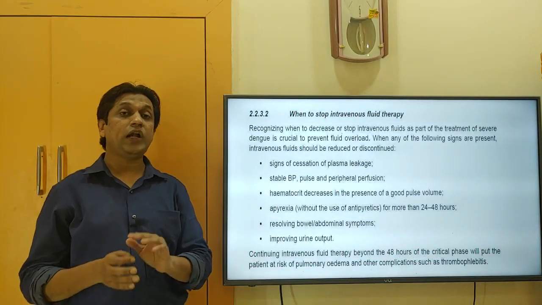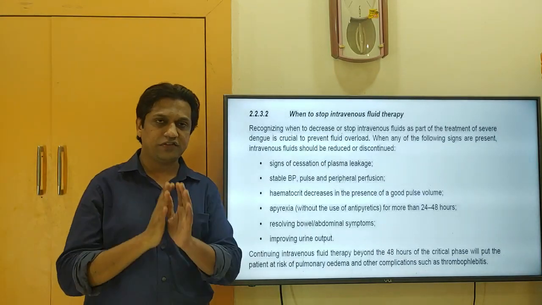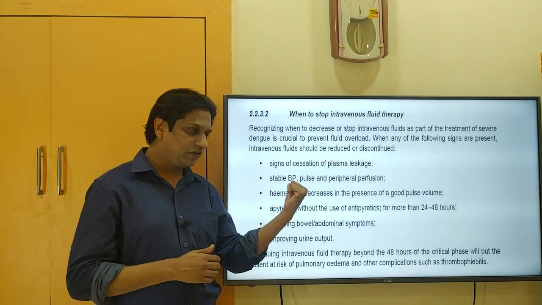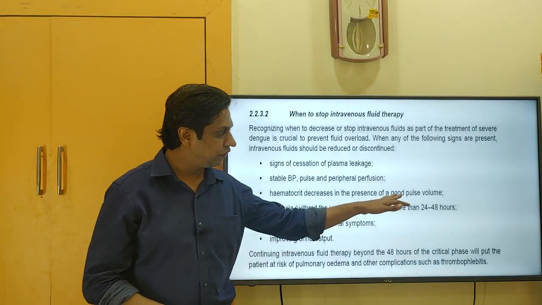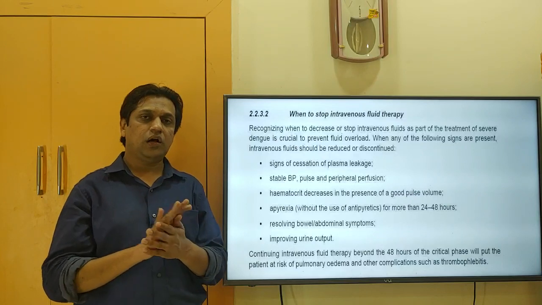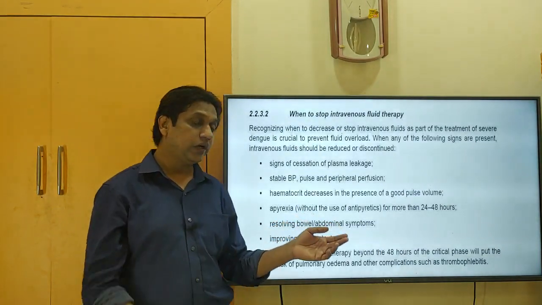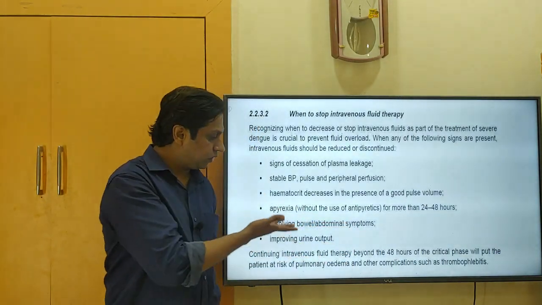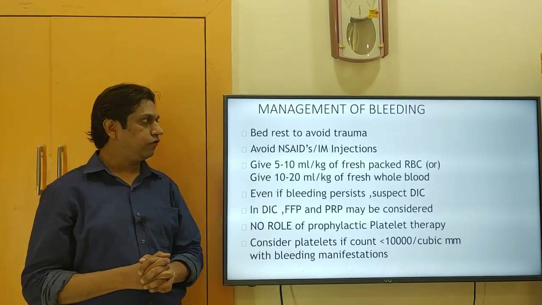Now one question is when to stop the IV fluid administration. There are certain signs we have to look for the improvement. The signs for cessation of plasma leakage are stable blood pressure, pulse and peripheral perfusion, hematocrit decreasing in the presence of a good pulse volume, then apyrexia, that is the fever comes back to normal without any antipyretic, without any paracetamol, for 24 to 48 hours, and resolving bowel or abdominal symptoms and improving urine output. If these signs are seen, then we have to stop the IV fluid.